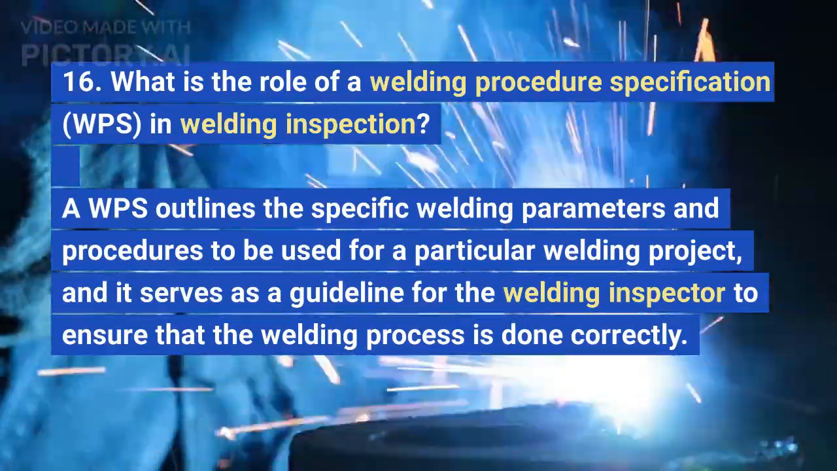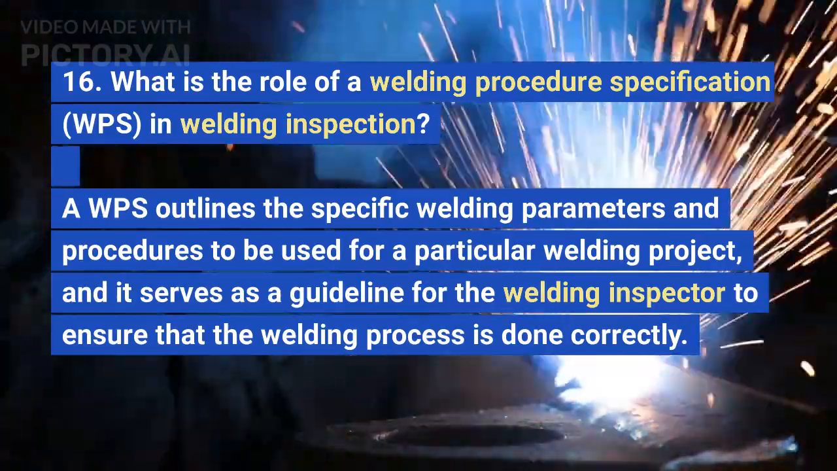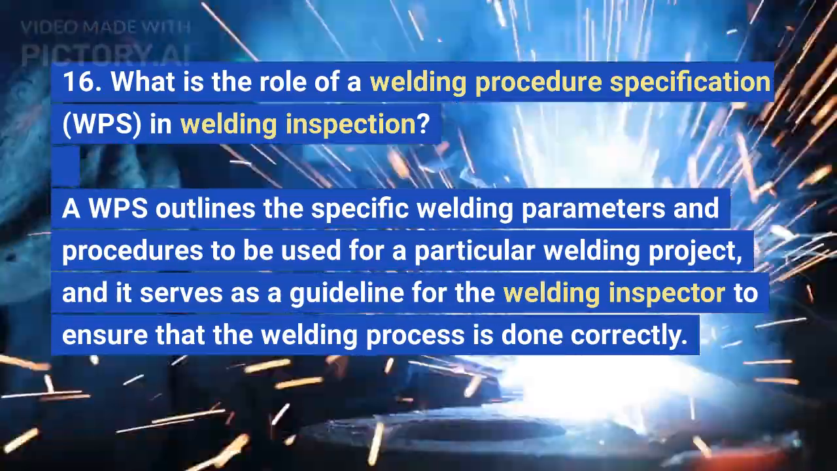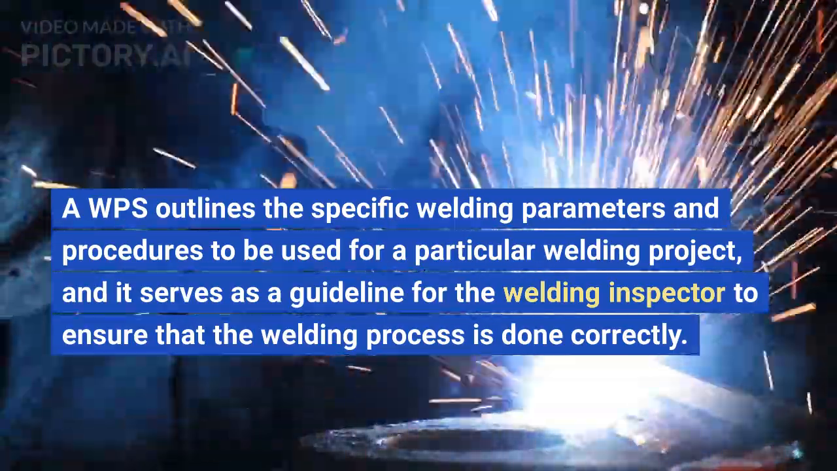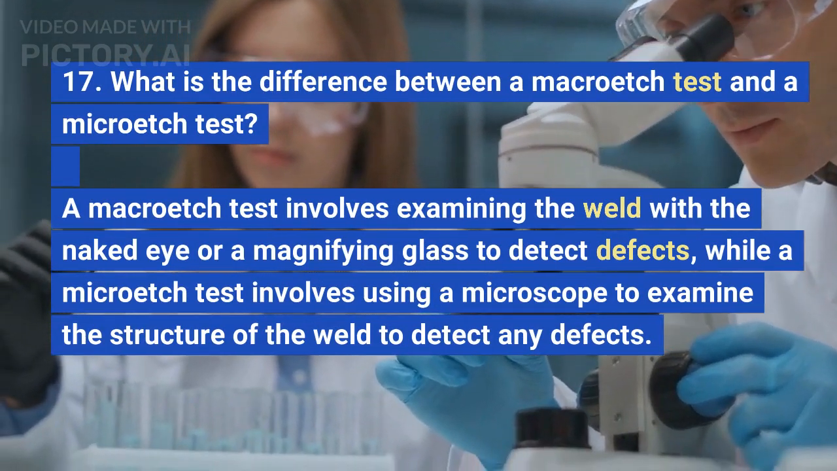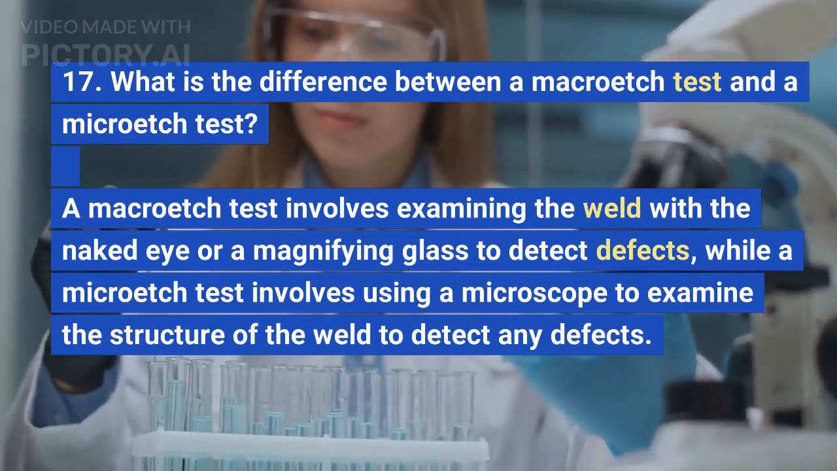A WPS outlines the specific welding parameters and procedures to be used for a particular welding project, and it serves as a guideline for the welding inspector to ensure that the welding process is done correctly. 17. What is the difference between a macroetch test and a microetch test?